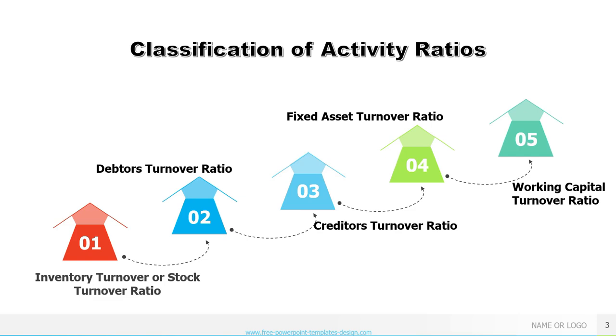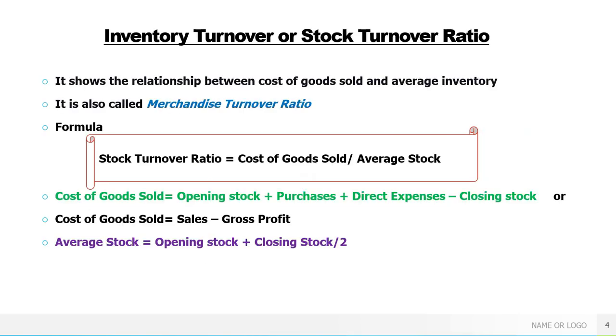Basically, there are 5 activity ratios. First one, inventory turnover or stock turnover ratio. Second one, debtors turnover ratio. Third one, creditors turnover ratio. Then fixed asset turnover ratio. Finally, working capital turnover ratio. We have to discuss each and every one in a detailed manner. First of all, we have to look at what is meant by inventory turnover or stock turnover ratio, and what formula is used for calculating this ratio, etc.